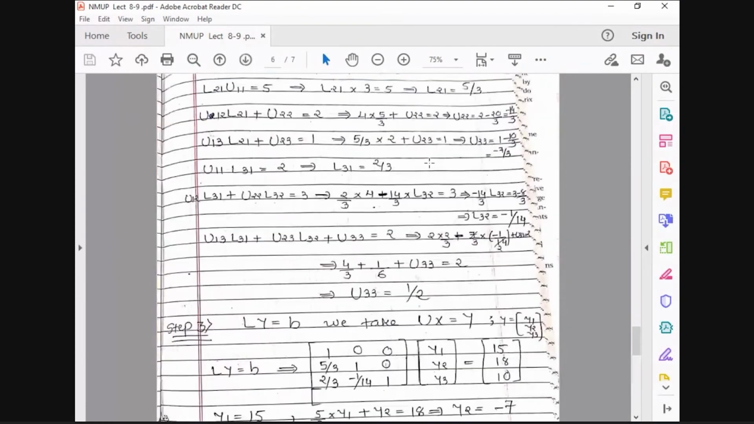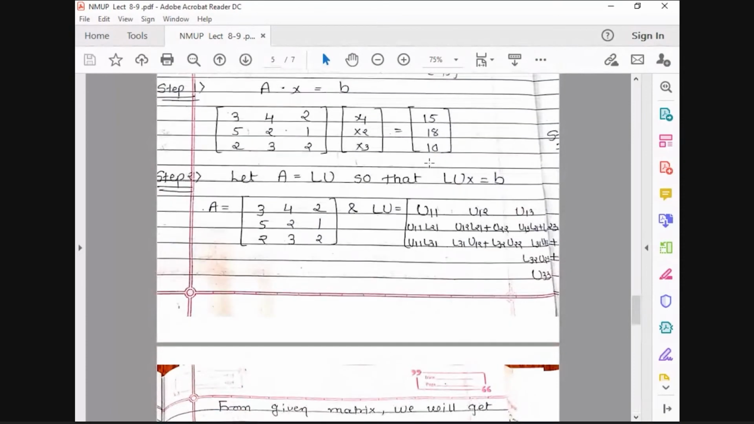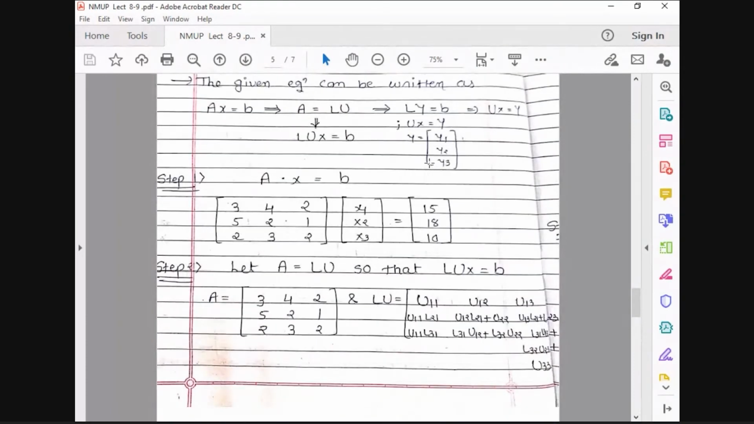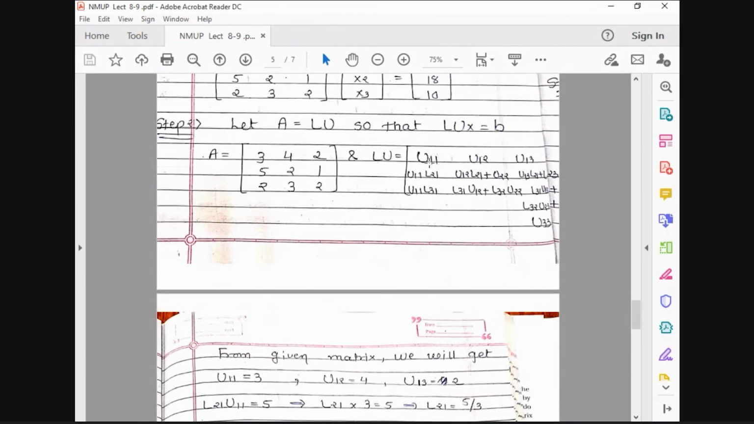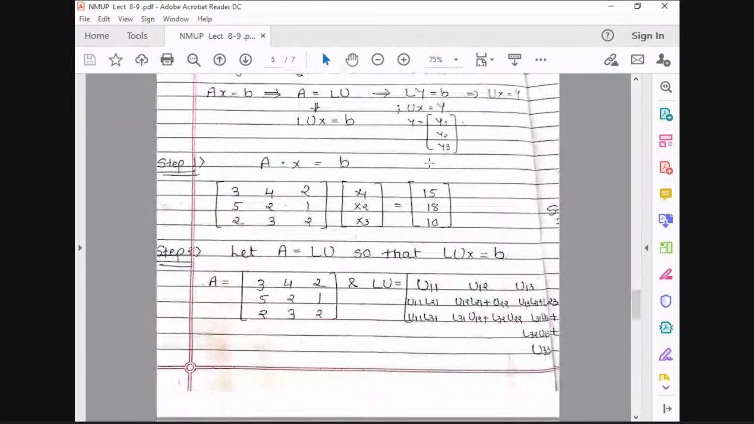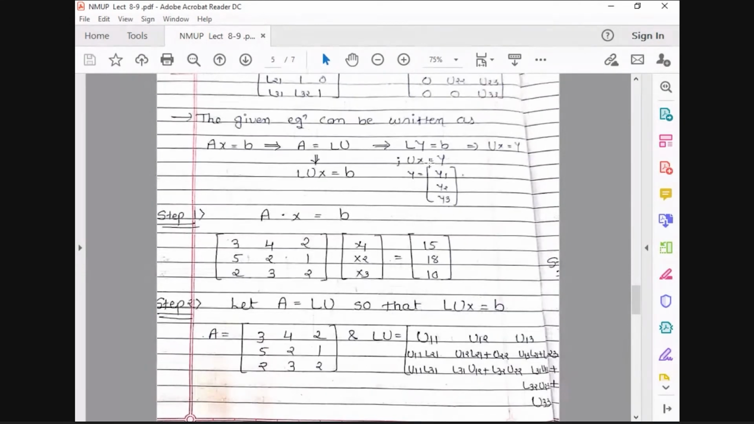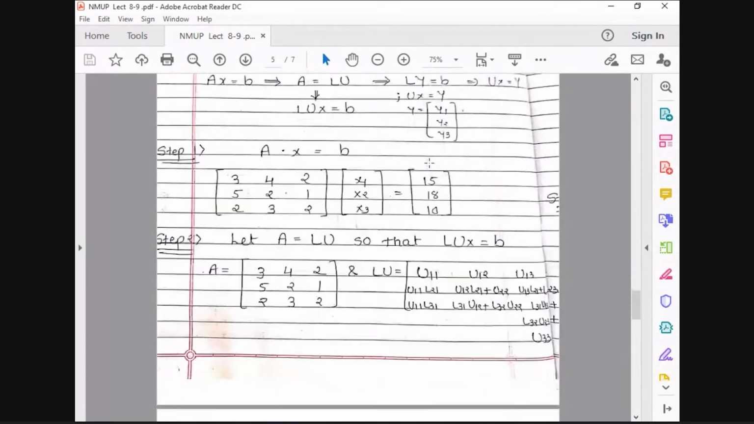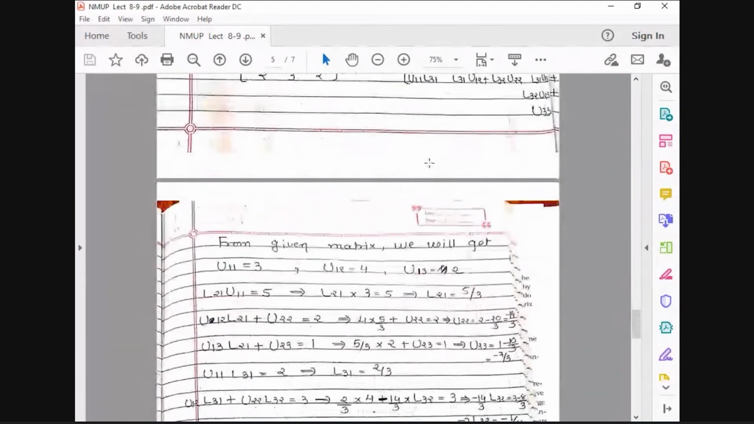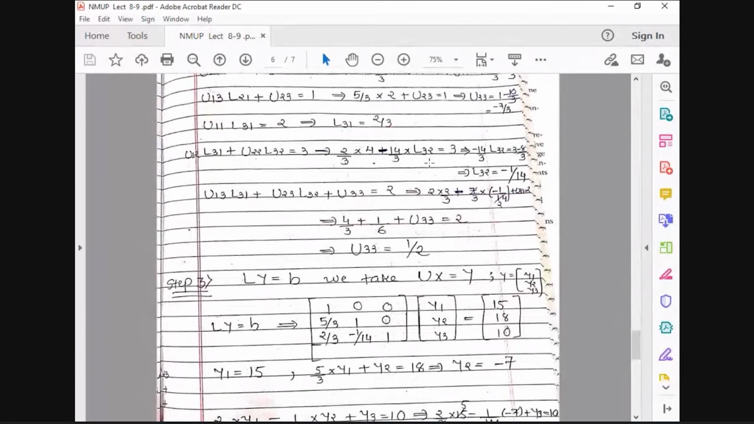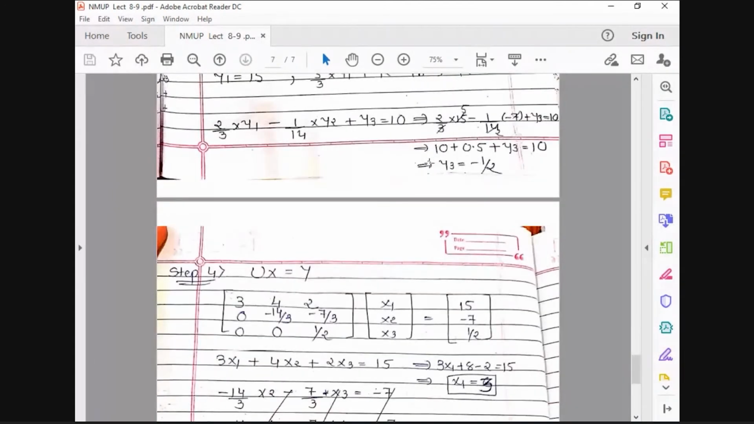So what you have to do: first, prepare the matrix equation Ax is equal to B in the first step. In the second step, take the multiplication of L and U, and with the help of that, you are able to find the coefficients of the upper triangular and lower triangular matrices. Then you use the third equation, Ly is equal to B, and in the fourth step, you use Ux is equal to y. These are the four steps that you have to perform for the lower-upper decomposition method.